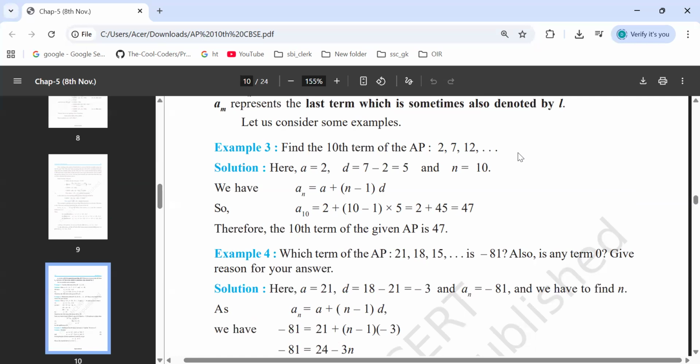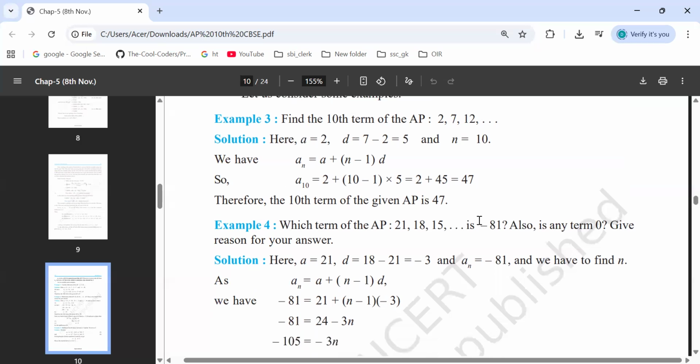So the 10th term of this AP, of this series, will be 47. I hope you guys are getting what I'm trying to explain. It is very simple. Clearly we have been given the first term, which is 2. The difference is 5 and the term that we have to find is the 10th. So the formula that we will be using is a plus (n minus 1) into d, and by using the formula 2 plus (10 minus 1) into 5, we will get the value 47.